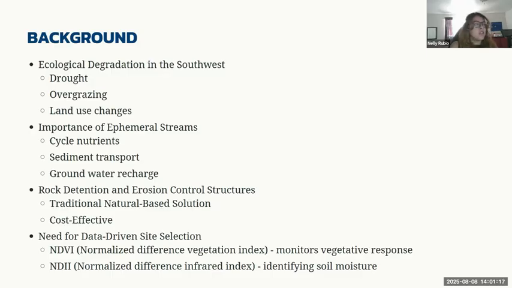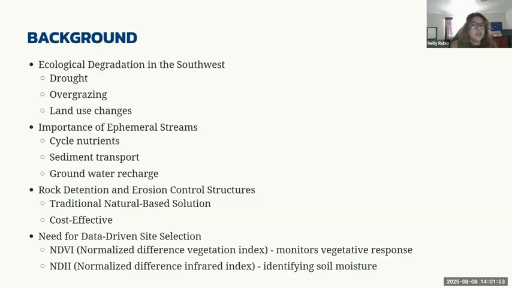Episodic storms like those experienced during monsoon season cause rapid runoff and mobilize nutrient-rich sediments that promote vegetation growth. Without the vegetation, the bare soil compacts and leads to more runoff events, creating a perpetual land degradation cycle. To counteract this, indigenous traditions of land stewardship included the implementation of rock detention structures and erosion control structures. This method is not only cost-effective, but anecdotally proven to maintain watersheds.